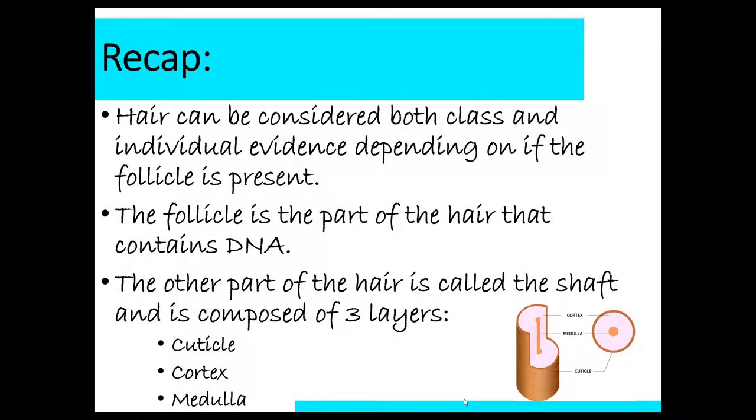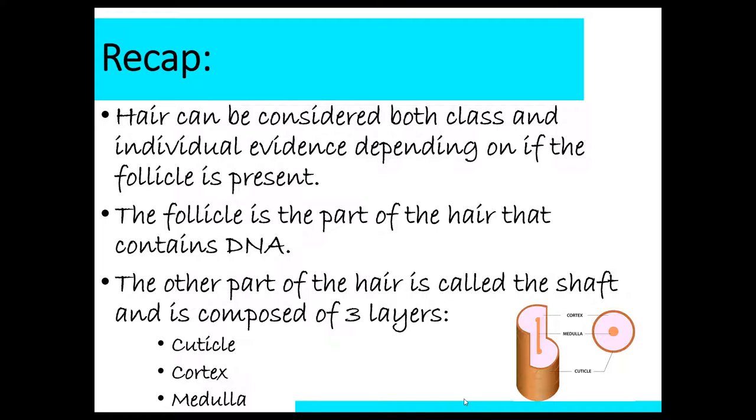So I want to do a quick recap over what we discussed in lesson one with regards to hair. Now, when we're talking about hair and its applications to forensics, you need to know that hair can be considered class evidence or individual evidence, depending on how it's found at the crime scene. So if the hair is found with the follicle, that's the root, that's the portion of the hair that contains DNA, then we say it is individual evidence because we can narrow down the suspect field to one individual person. However, if we find hair at a crime scene and it contains no follicle and we can't get DNA from it, then we have class evidence.